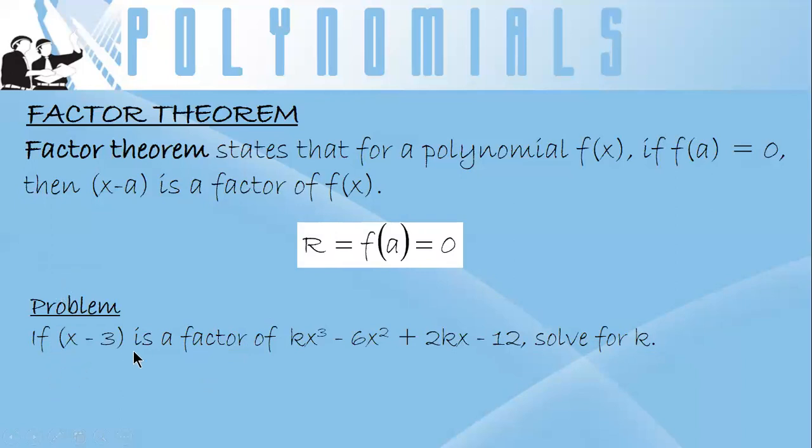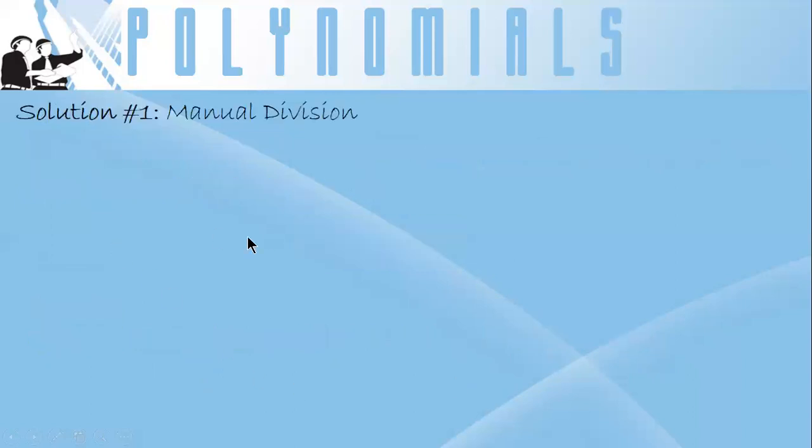Example: if x minus 3 is a factor of kx cubed minus 6x squared plus 2kx minus 12, solve for k. I will present the manual division and then the factor theorem solution, and then see the difference. Listen, manual division, when there is another variable aside from x, gets harder. Anyway, let's start.